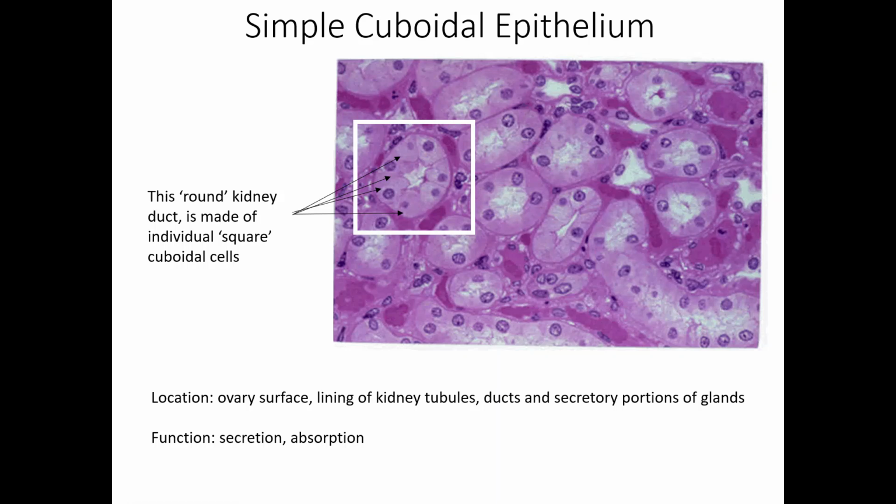So a lot of times when you are identifying epithelial tissues, it's really a process of elimination. Is it flat? No, then it's not a squamous cell. Is it a column? No, then it's not a columnar cell. Well, what's left? Oh, well, it must be a cuboidal cell.